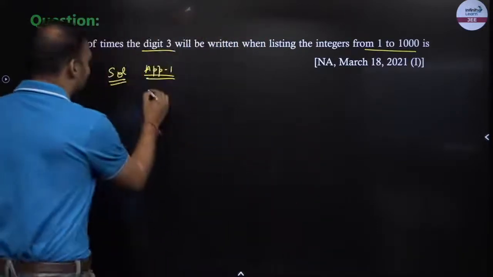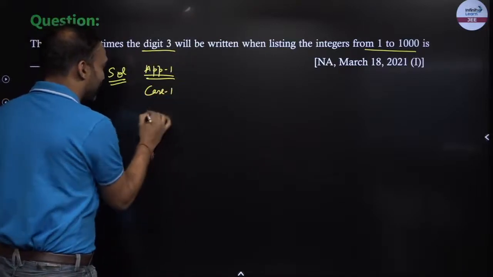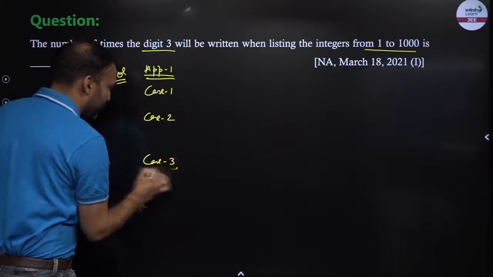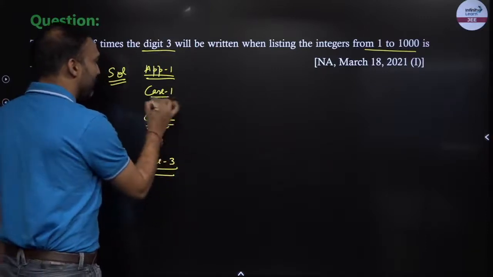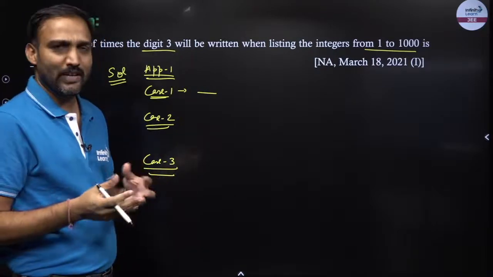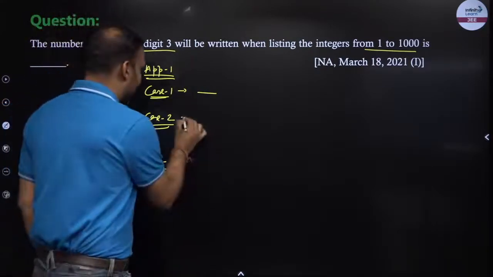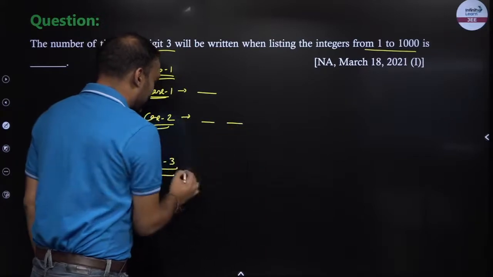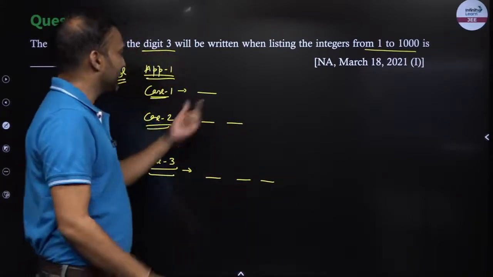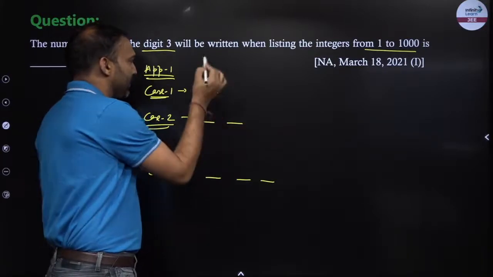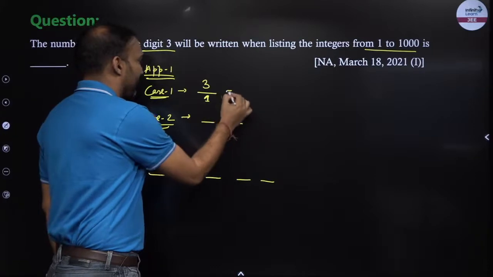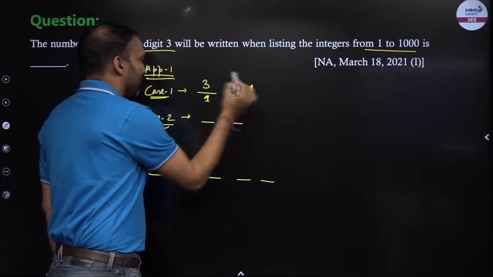So now I will make 3 cases, case 1, case 2 and case 3. What is case 1 over here? Case 1 is, I will count the number of 3s used when I am writing a single digit number. Case 2 when I am writing a double digit number. Case 3 when I am writing a triple digit number. So in a single digit number, a 3 will be written over here. It can be done in only one way. So I have 3 over here.